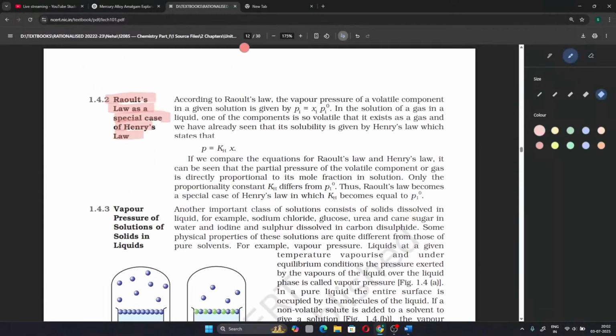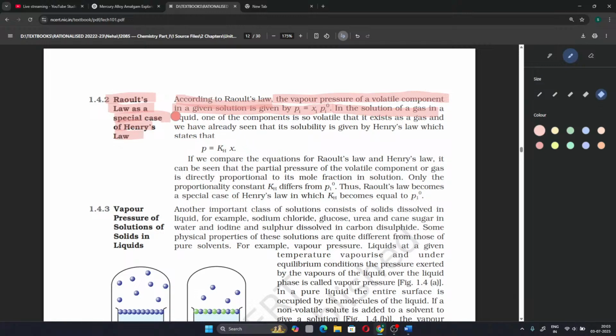Okay, Raoult's law as a special case of Henry's law. According to Raoult's law, the vapor pressure of a volatile component in a given solution is given by Pi equals the mole fraction times the pure vapor pressure of the component.